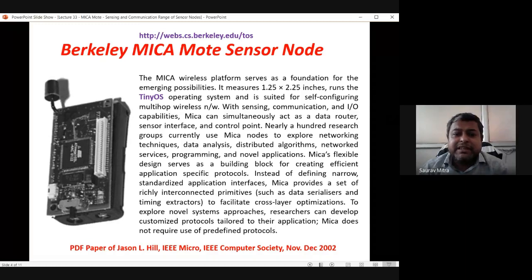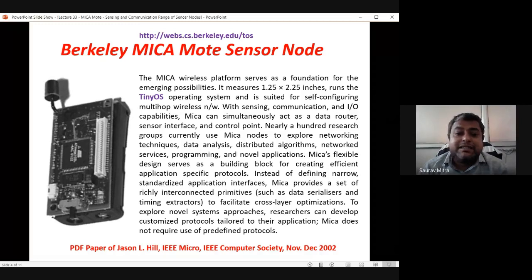So nearly 100 research groups currently use MICA nodes to explore networking techniques, data analysis, distributed algorithms, network devices, programming, and novel applications. So they are actually talking about the year 2002, because this paper was written in 2002, from where all this data is taken. Nowadays, MICA has advanced a lot, and not 100, but more than thousands of groups worldwide are using it, and they are working for the betterment of these MICA nodes.